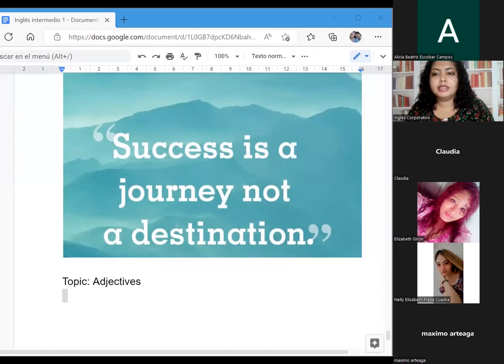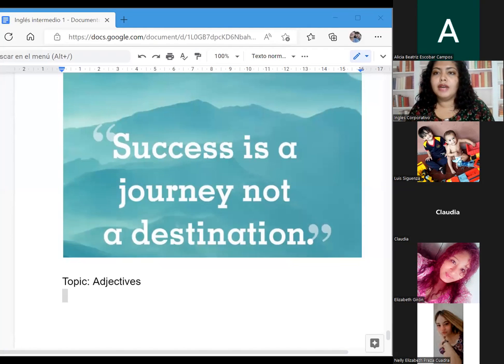For today's session, we are going to have this phrase: success is a journey, not a destination. Success is more than the ending of the work. It's not the ending of our project. It is not the ending of all the things that we want to do in our life. Success is more than that.